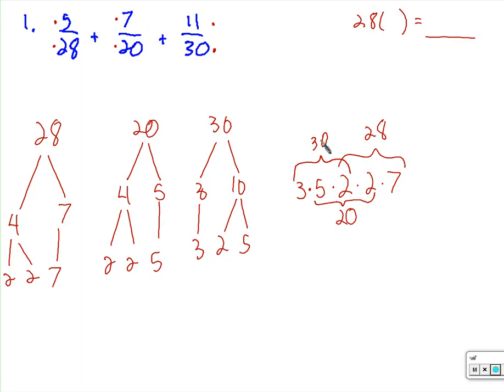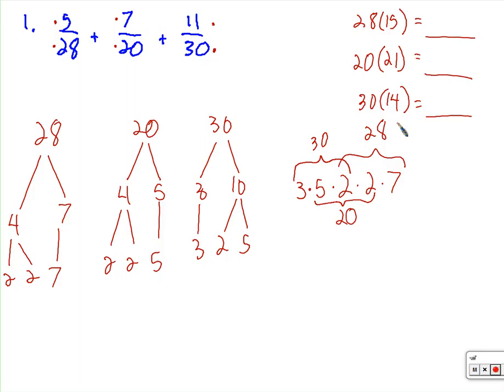So, I can write this new number, the common denominator, as a product of 28 and something, 30 and something, 20 and something. It's 28, right? This part is 28. 28 times whatever is left over here, 28 times 15. It's also 20 times, well, this part is 20, so that's times 3 times 7, that's 21. And it's also 30. This part of it is 30, 30 times 14. 2 times 7 is 14, so 14 times 30 is this common denominator.